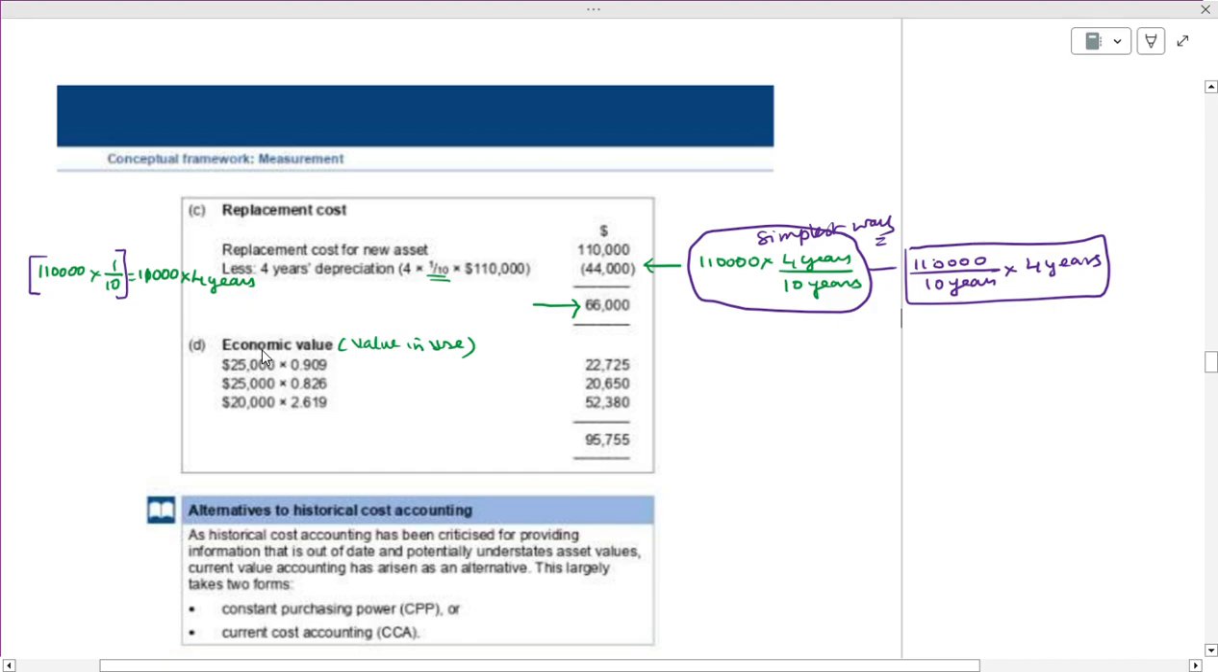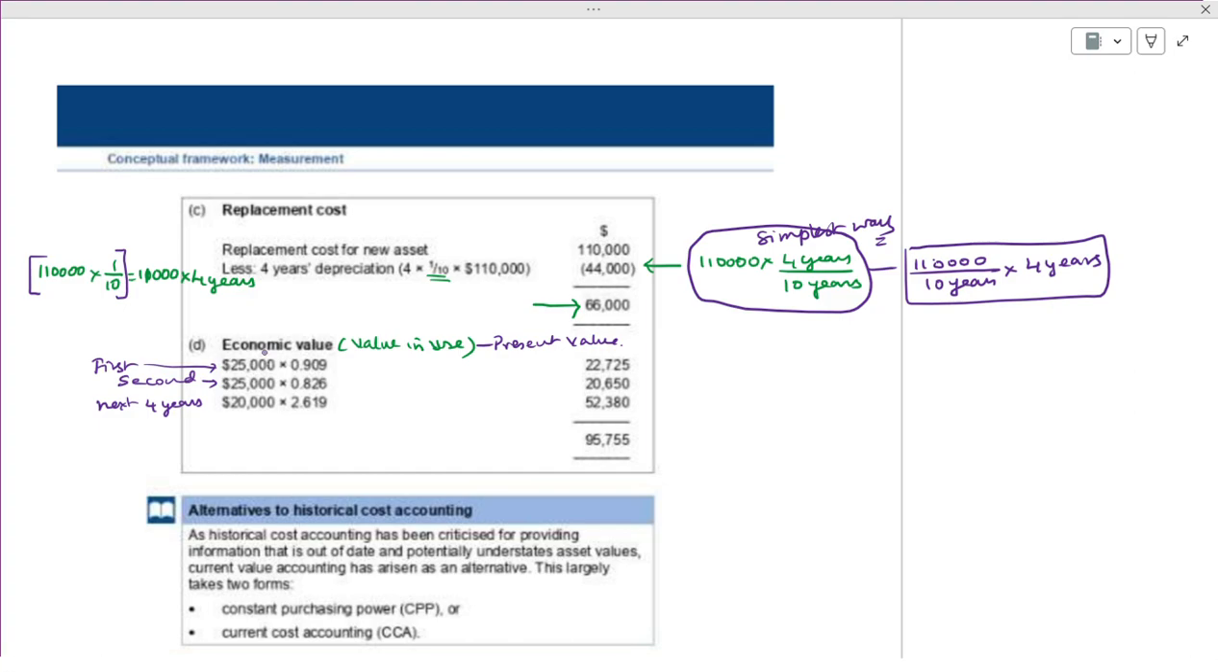Yes. Now, economic value. What they are saying is that the first 2 years, this is the first year, this is the second year, and for the next 4 years. When you say value in use, we are talking in terms of present value. Maybe you have done NPV, IRR, you have done NPV in your graduation?